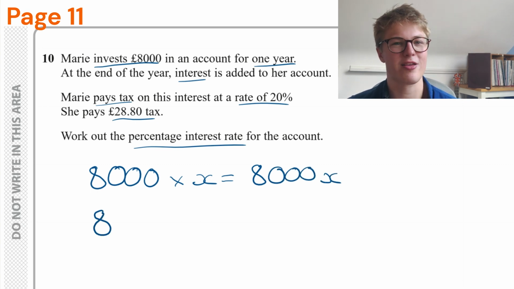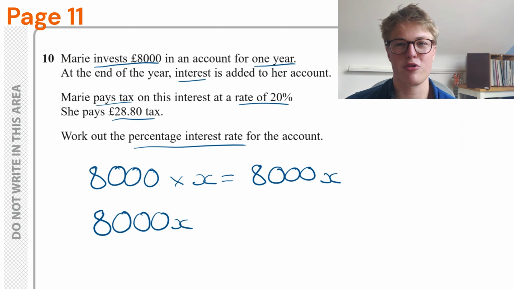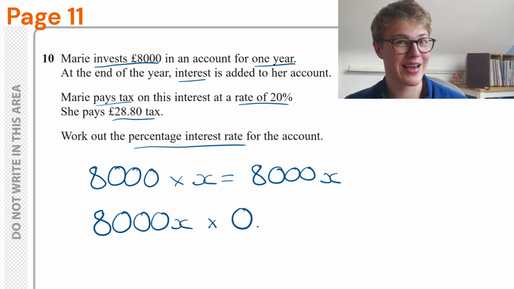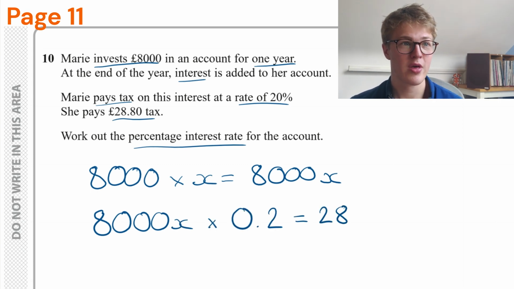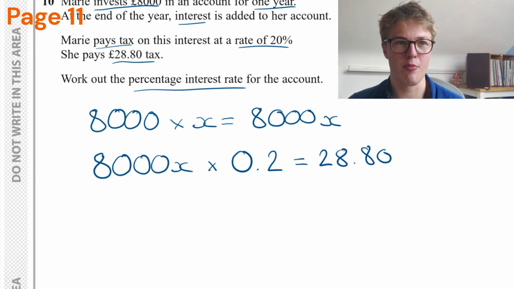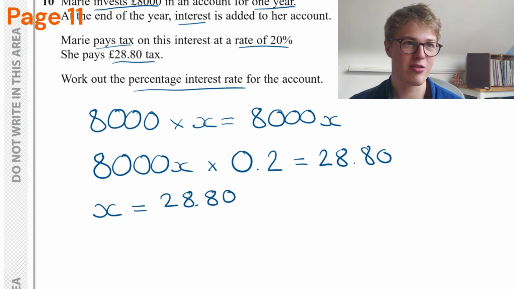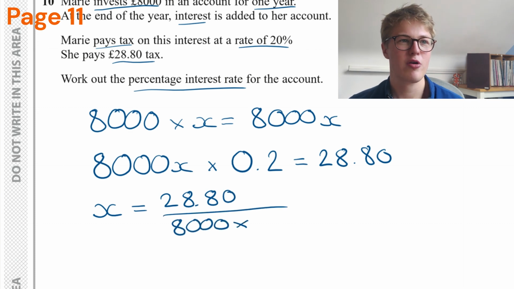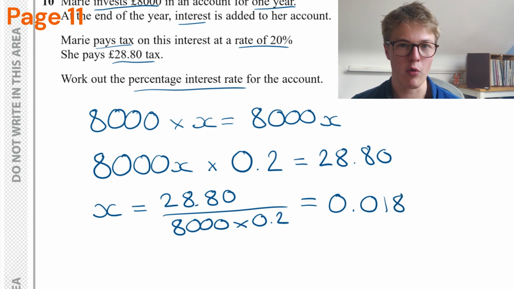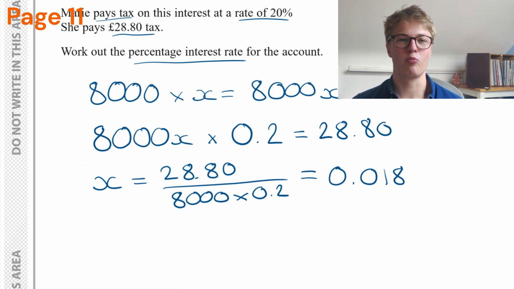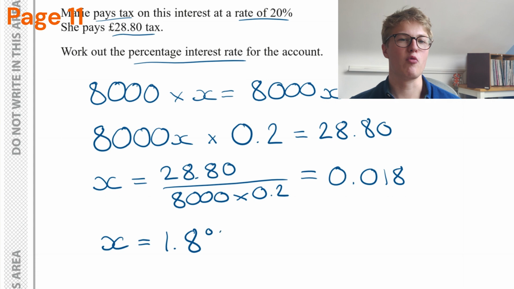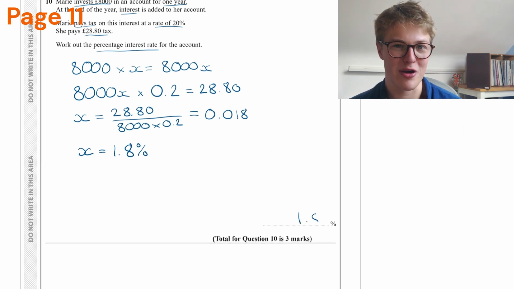So we can use x to represent the amount of interest. So 8,000 times x is going to be the amount we have in the account after 1 year before tax. Then we do 8,000x times 0.2 to give us 28.8, because that is going to be the amount of tax that she's paid out from her account. So we can rearrange our equation to solve for x, and this will give us 0.018. As a percentage, this is 1.8%, which means that Marie has received 1.8% interest on her account.